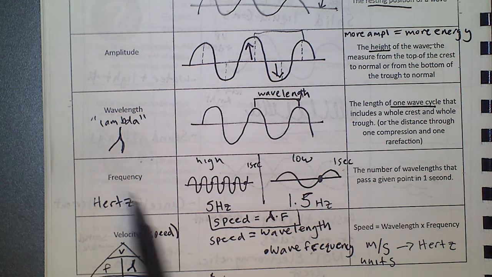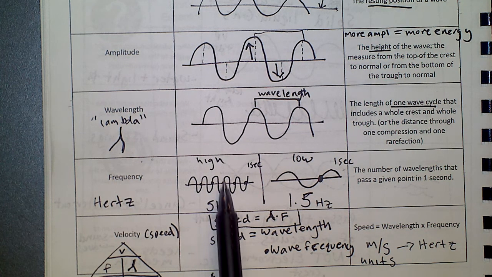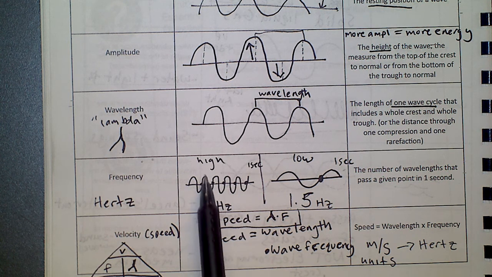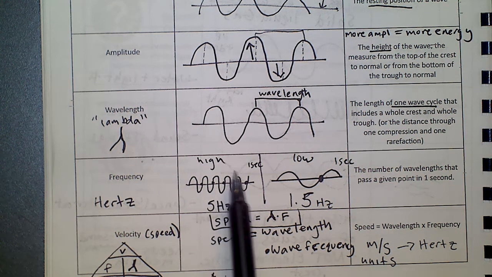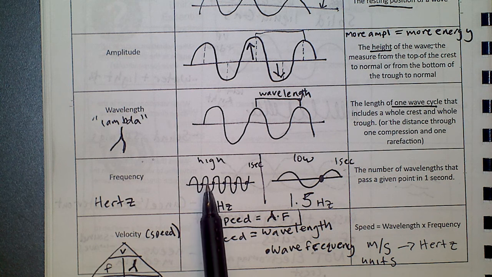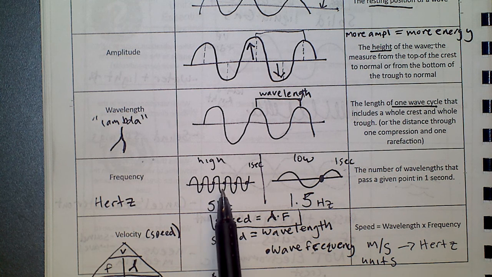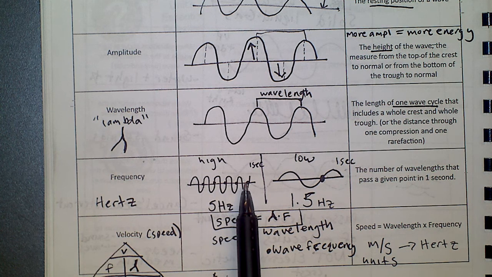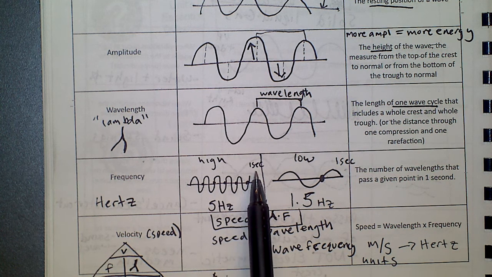Next is frequency, and that's the number of wavelengths that pass. So here's an example of a high frequency. We have lots of ups and downs, up and down, up and down. And for each time it goes up, we count that as 1 hertz. So here I have 1, 2, 3, 4, 5 hertz happening in 1 second.